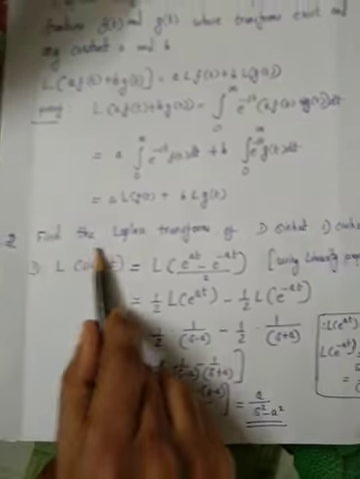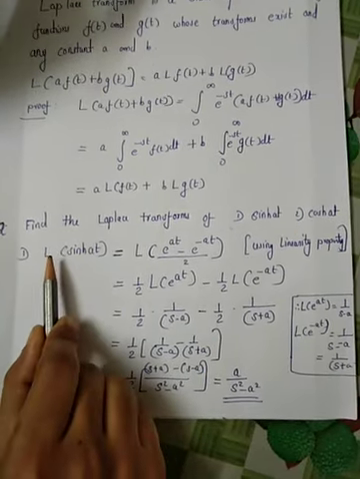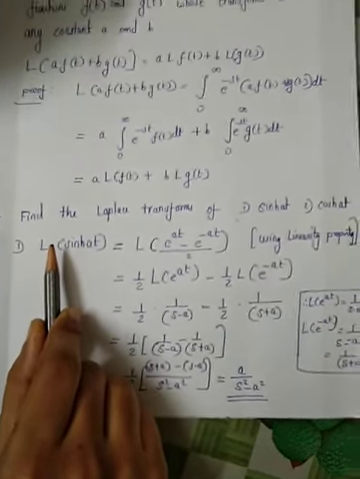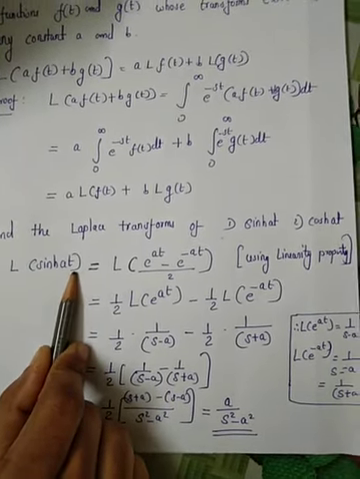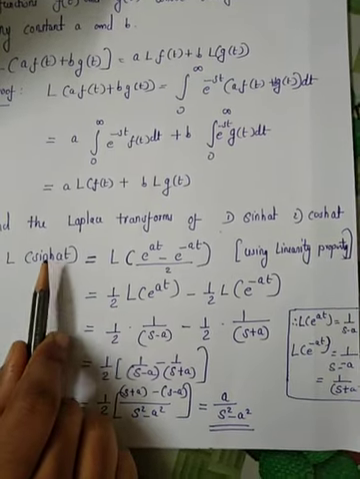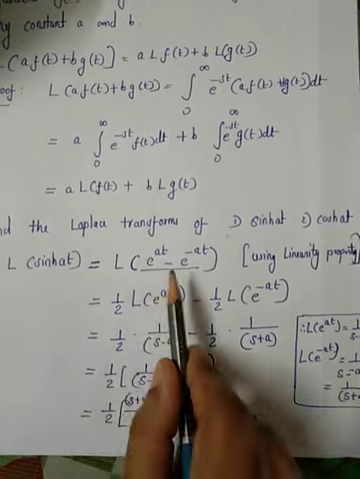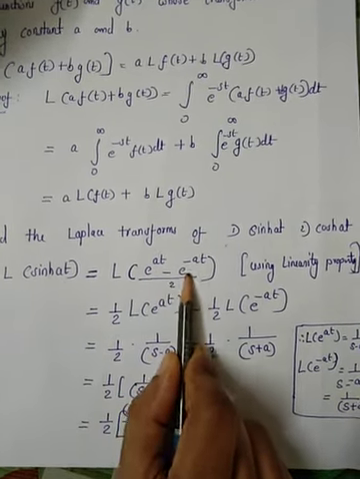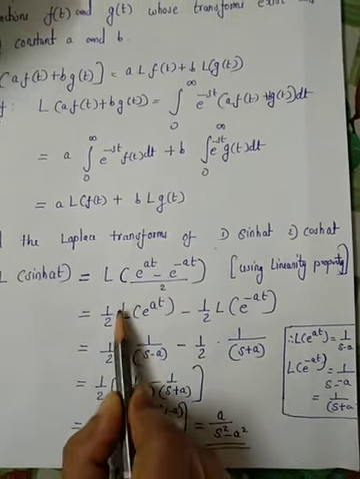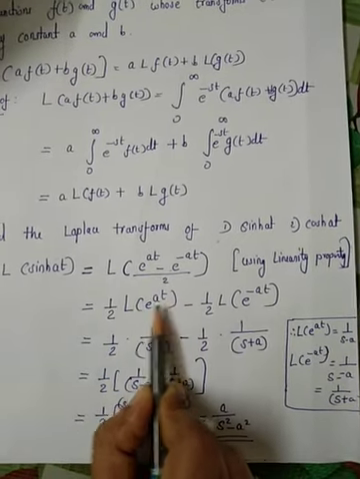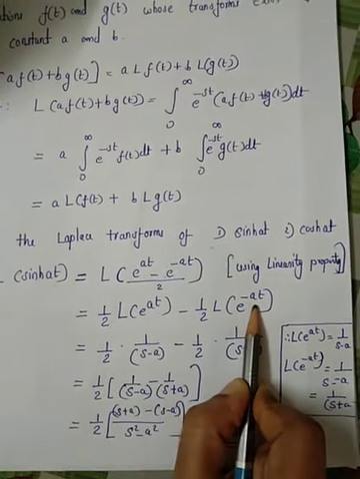Next question is, find the Laplace transform of sinh at, hyperbolic function. Laplace transform of sinh at is denoted by L of sinh at. We can express this hyperbolic function in terms of exponential functions. That is, sinh at is e raised to at minus e raised to minus at divided by 2. Applying the linearity property, that is 1 by 2 into L of e raised to at minus 1 by 2 into L of e raised to minus at.